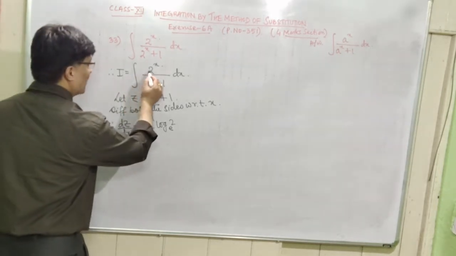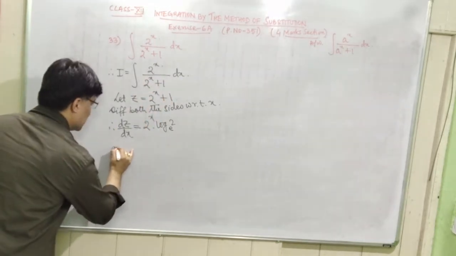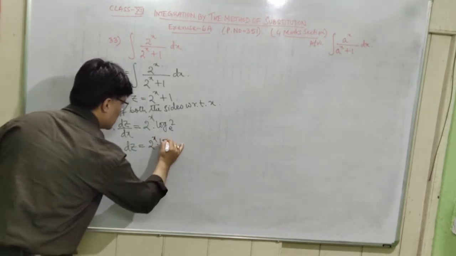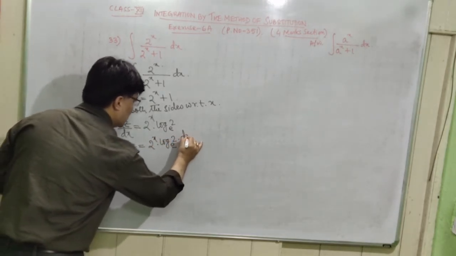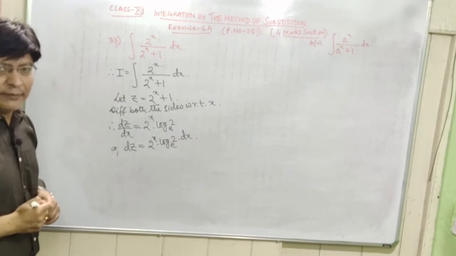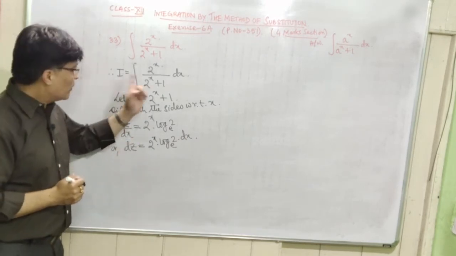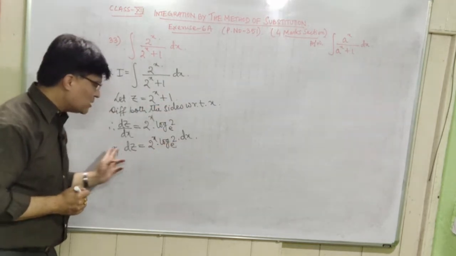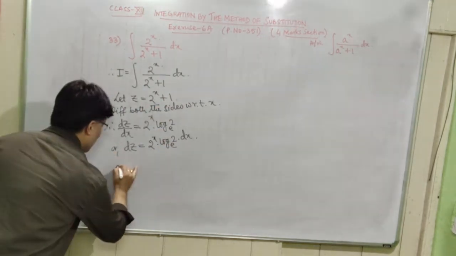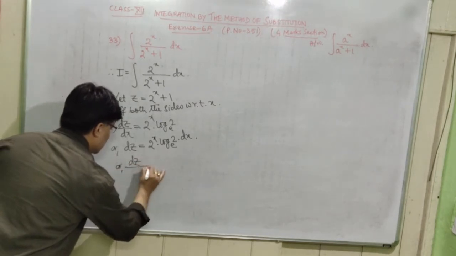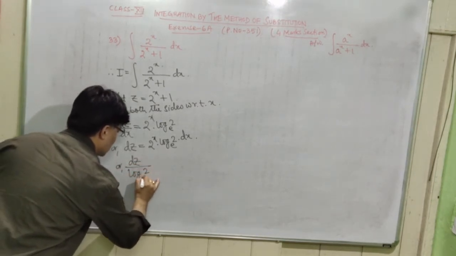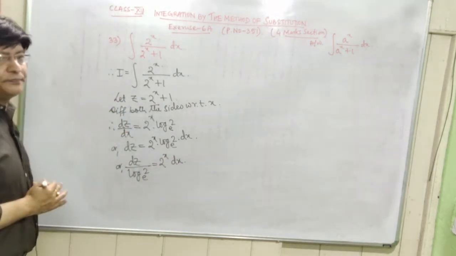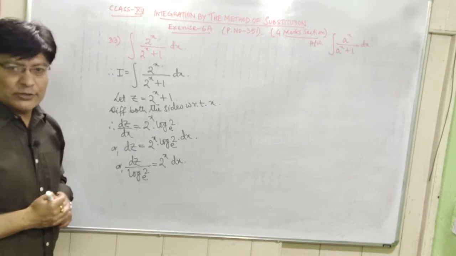Okay. Now let us get the value for 2 to the power x dx in this case. Now let us cross multiply: dz equals 2 to the power x log 2 base e into dx. Okay. Now in this case we have to get the value for 2 to the power x into dx. So let us take this log 2 base e to the left hand side. So it will be dz divided by log 2 base e is equal to 2 to the power x dx. So I think you have understood it.